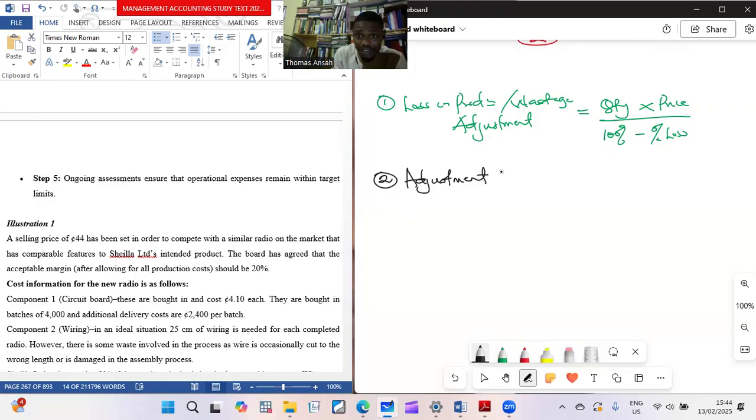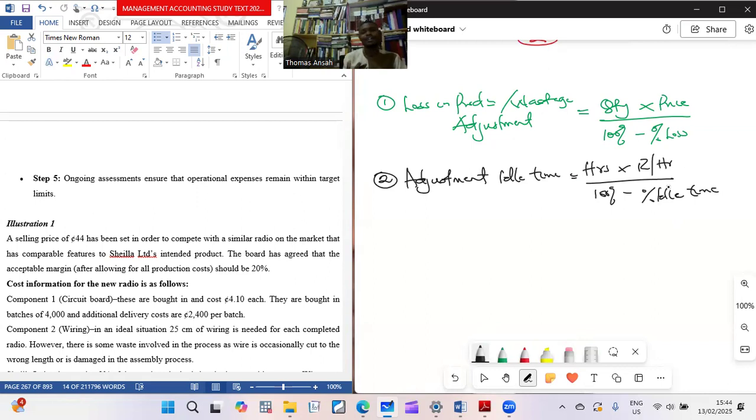Labor accounting, idle time, that one too is simple. So you need the hours, multiply by the rate per hour, then also you gross it up: 100% minus the percentage of idle time.